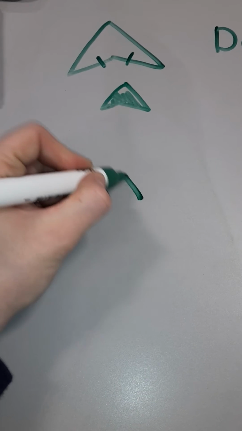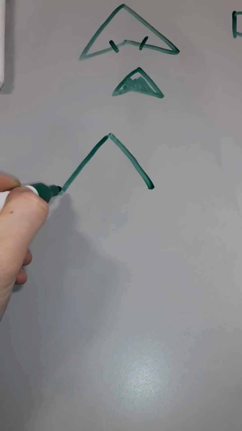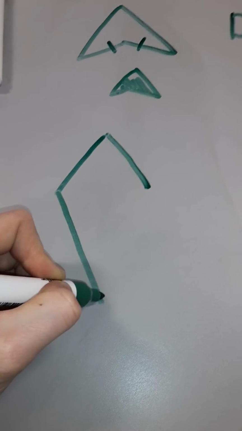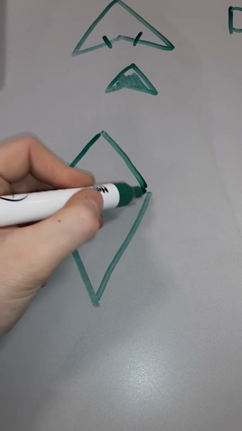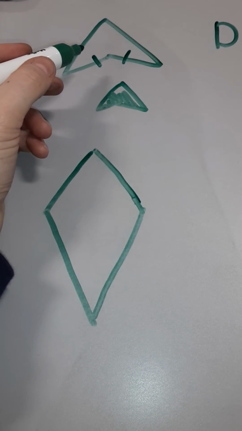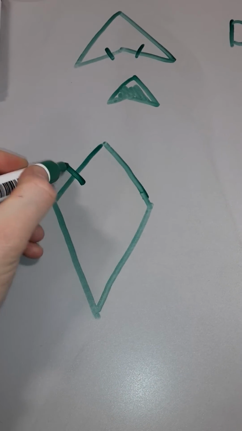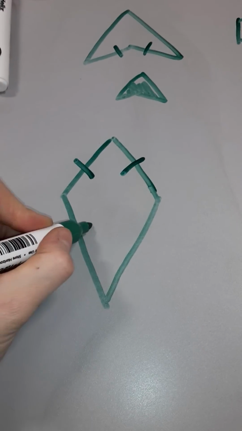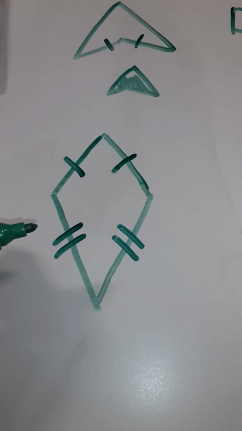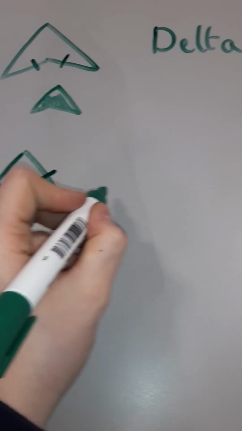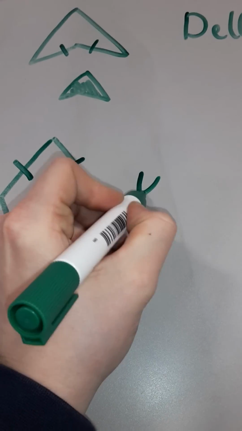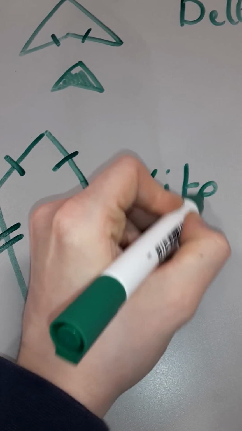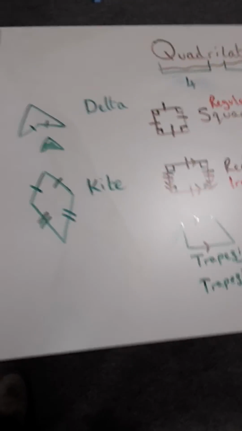The other one you'll see is a kite. Now with a kite, although no sides are parallel, the same as a delta, these two lengths have to be identical and these two lengths have to be identical. And that's just known as a kite. And I'm pretty sure that that's all of them.